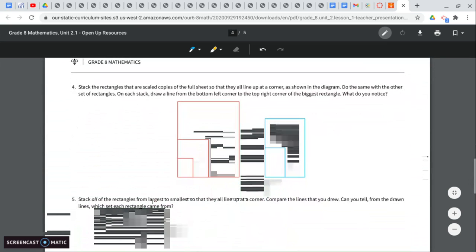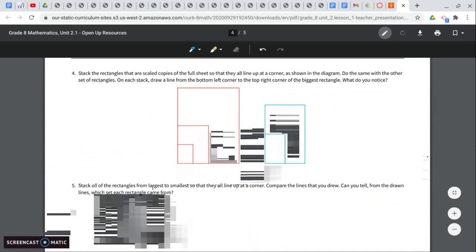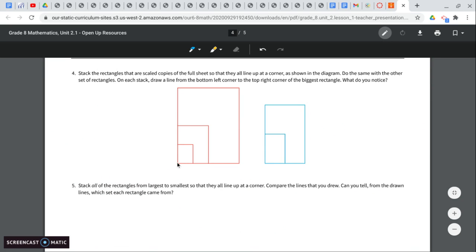All right, for number 4, stack the rectangles that are scaled copies of the full sheet so they all line up at a corner. So notice they're all sharing this corner here and lining up as shown in the diagram. Do the same with the other set of rectangles. On each stack, draw a line from the bottom left corner to the top right corner of the biggest rectangle.